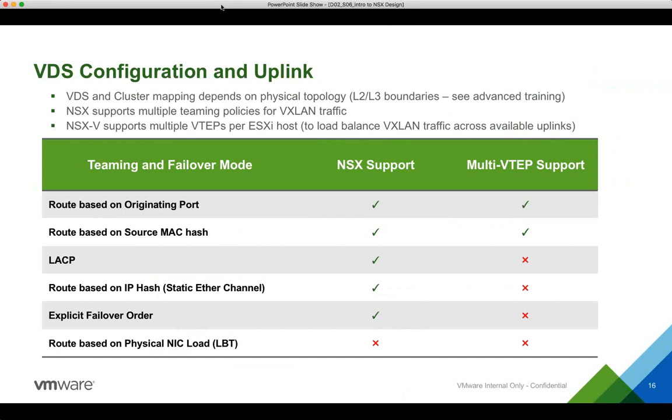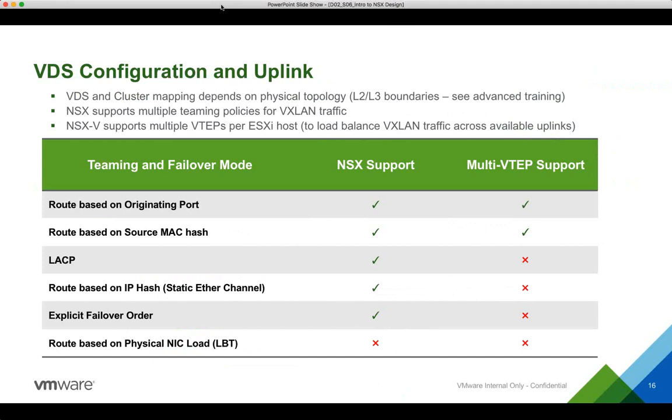Generally, if you're doing some crazy high throughput stuff, or you need true, there is no single point of failure anywhere, you would go multi-VTEP. Most of our customers are single VTEP, but there are some teaming and failover modes where you cannot go multi-VTEP, and that's LACP, route based on IP hash, explicit failover, and physical NIC load. You cannot use any of those teaming policies for multi-VTEP due to how we're handling connections for VTEP. If you do want to use any of those, then you can do single NSX VTEP.